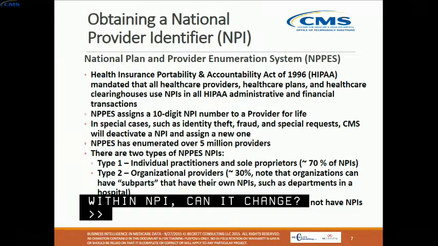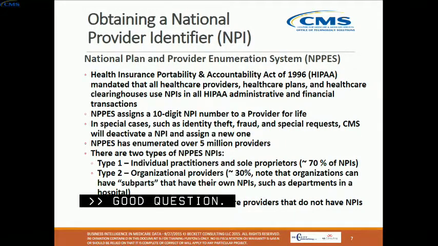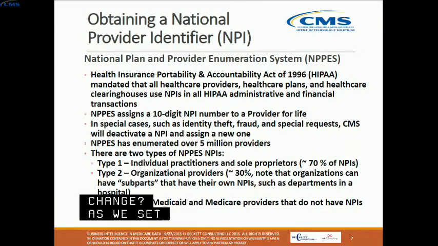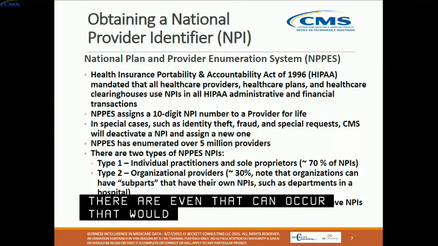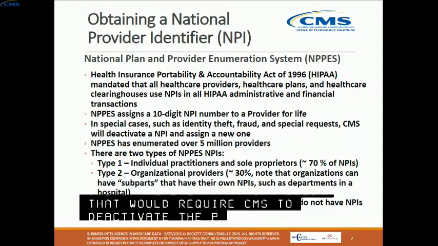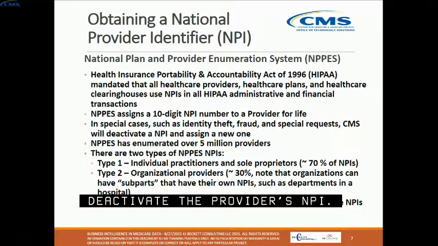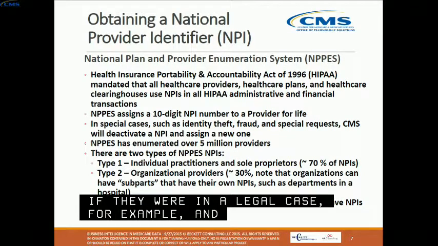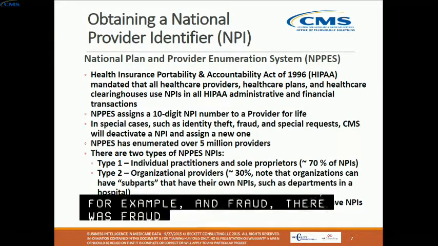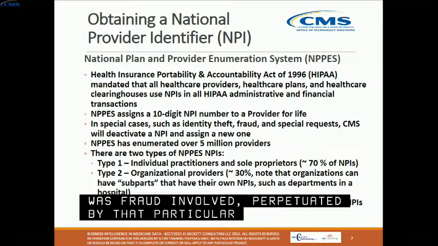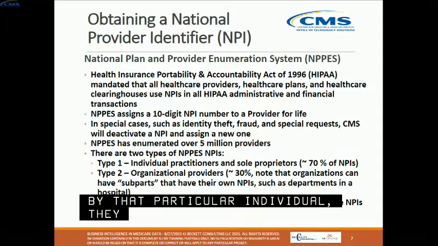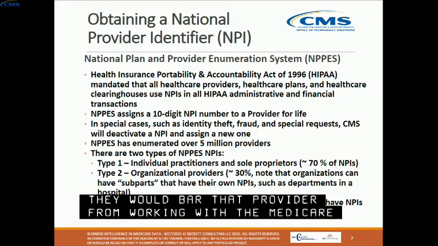Good question. The question was, are there scenarios where an NPI can change? As we set up above in the middle of the screen, in special cases there are events that can occur where CMS will deactivate a provider's NPI, if they were in a legal case, for example, and there was fraud perpetrated by that particular individual. They would bar that provider from working with the Medicare program and might actually go to the point of deactivating their NPI.